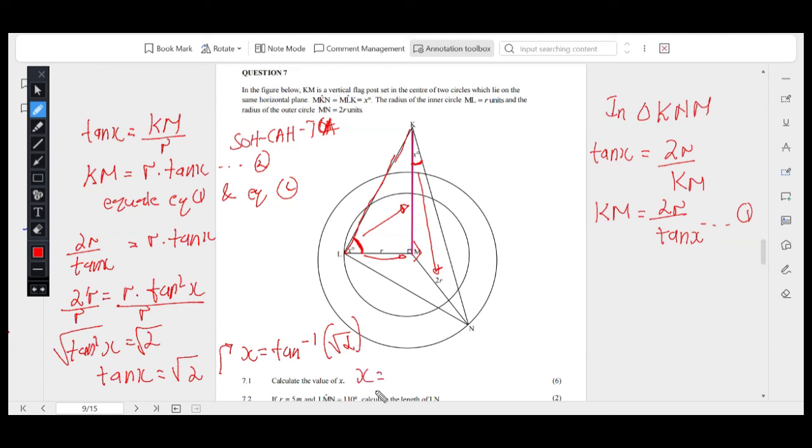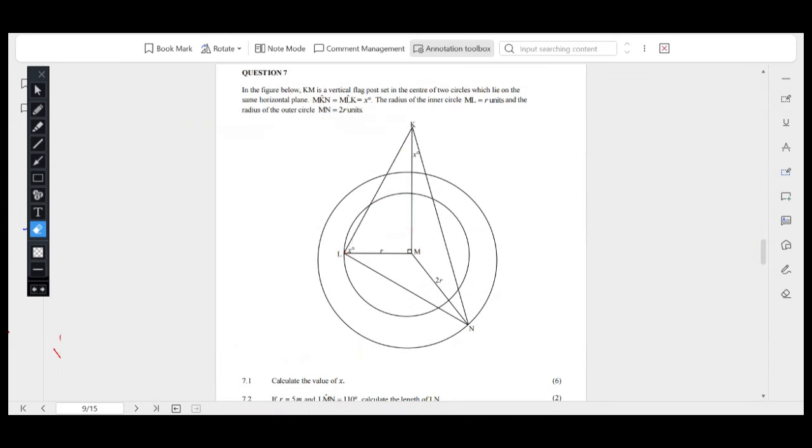Then simply just grab my calculator and go shift tan and then root 2. That's 54.74. 54.735, so it's 54.74 degrees. There we go. And then just like that, you have calculated the value of X. So if you tackle it from the common side, then it becomes easier to deal with.